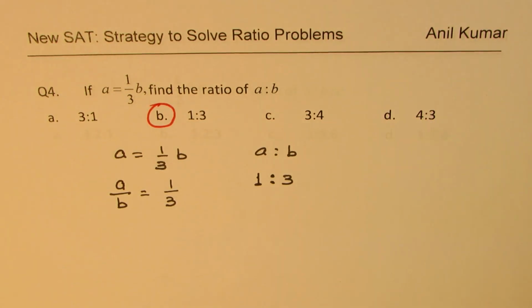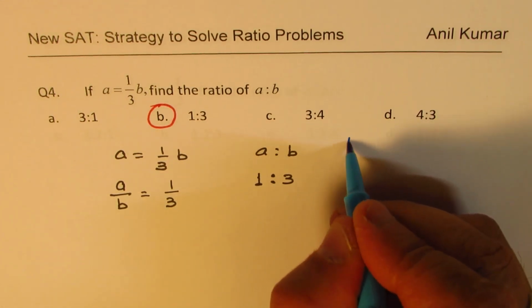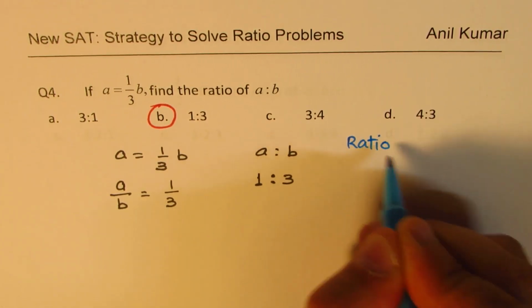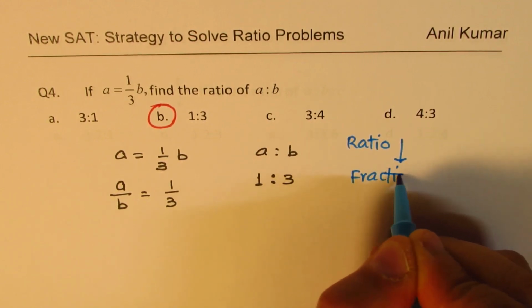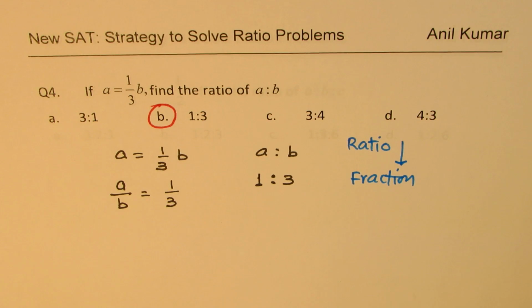Correct? So here what we have learned is that ratio can be written as a fraction. And then you need to see it as we have just done in this particular case. Simple. So once you try to understand this, we'll get to the next level of questions based on ratios, right?